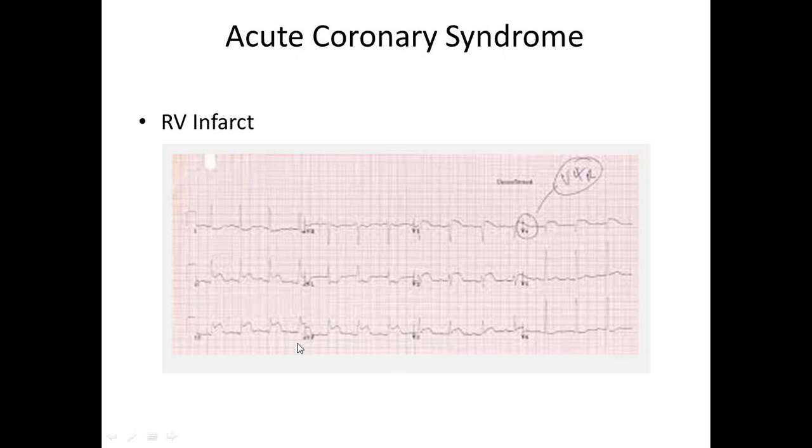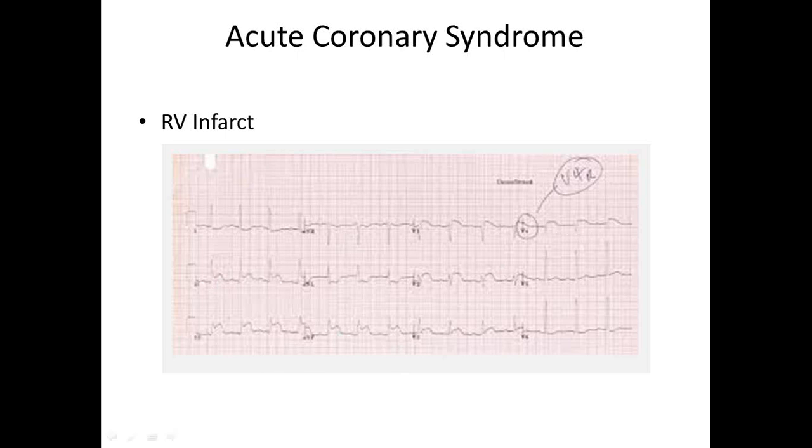So how you diagnose your RV infarct is they come with an inferior wall heart attack, ST elevation in leads 2, 3, aVF. But when you look at what we call V4R, they have ST elevation in V4R. V4R is a slightly different lead placement.